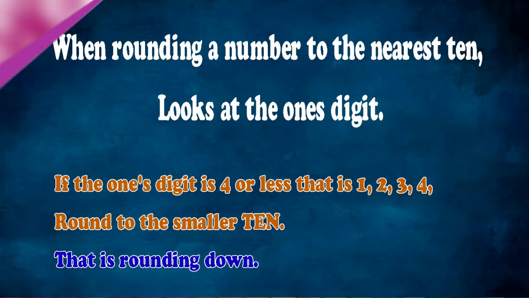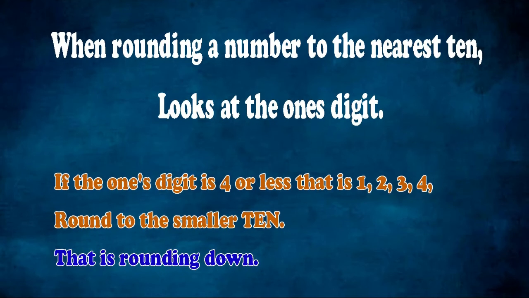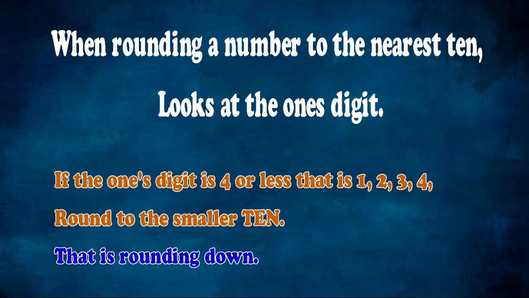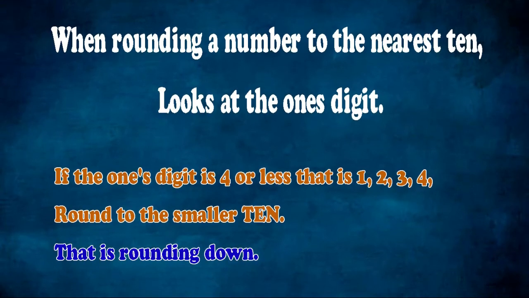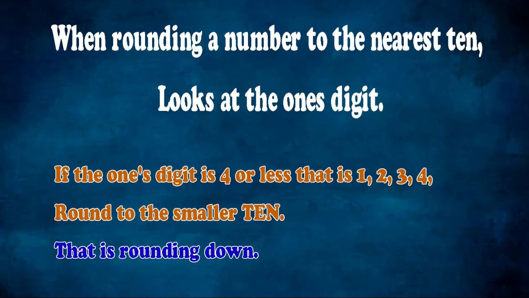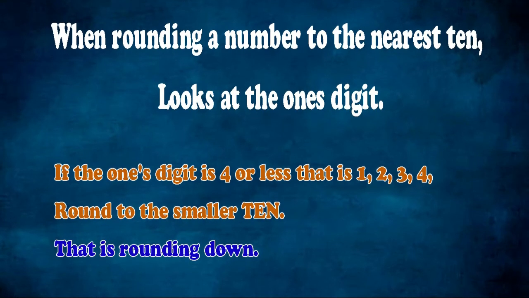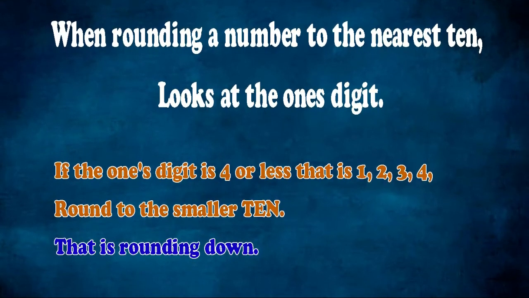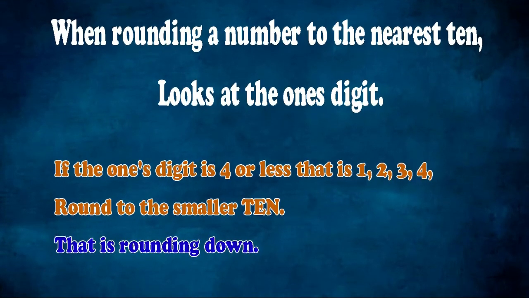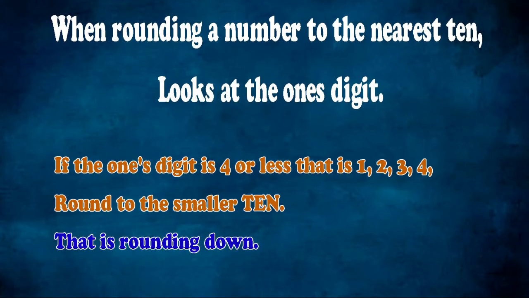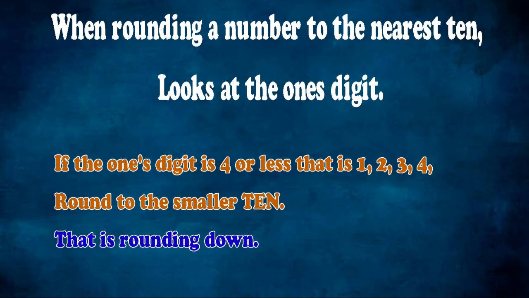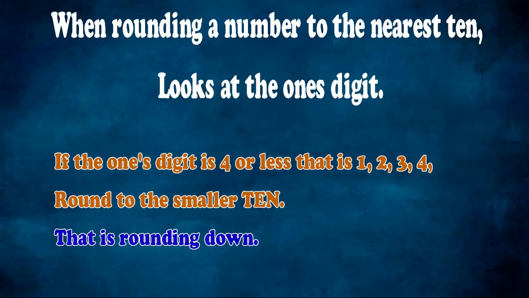That means when we are rounding a number to the nearest 10, look at the ones place. If the ones digit is 4 or less, which means the numbers 1, 2, 3 and 4 will be coming in the ones place, we can round to the smaller 10. We can round the number to the smaller 10.